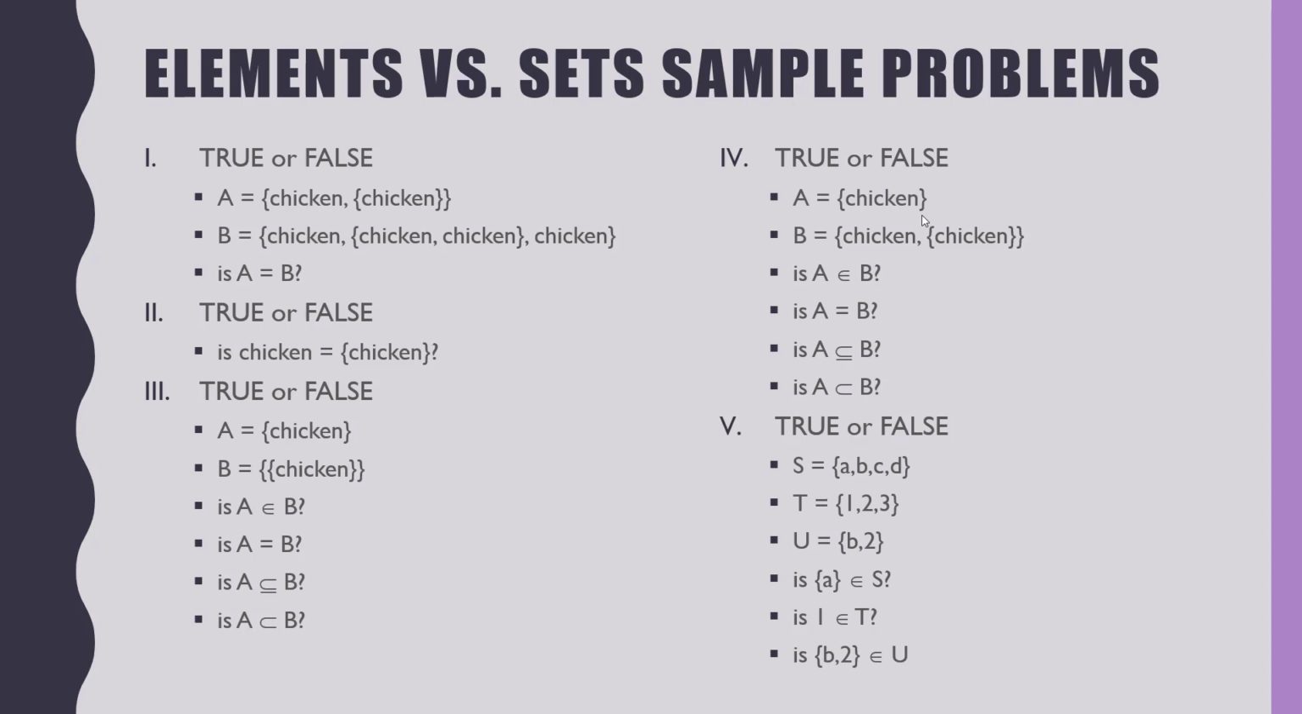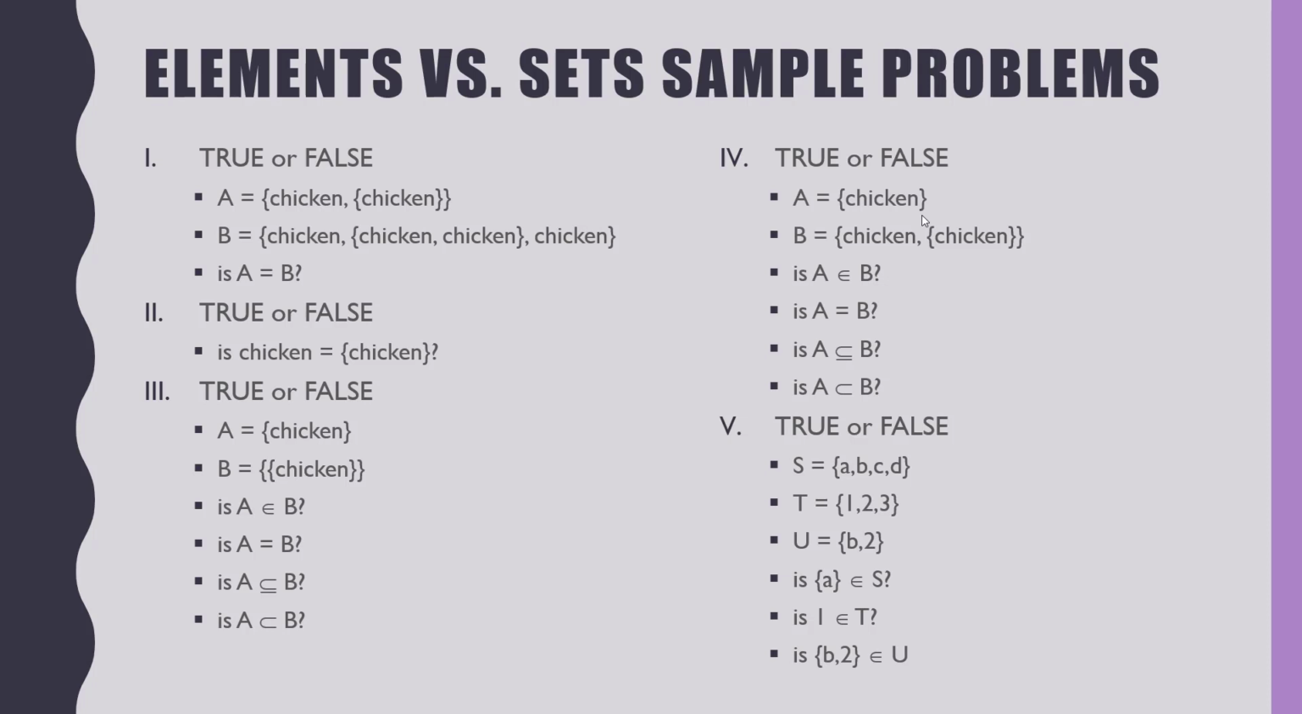So let's take a look at the first one. A is the set of chicken and the set of chicken, right? It's the set that contains chicken and the set that contains chicken. And then B is the set that contains chicken, the set that contains chicken, and then chicken, right? Obviously, if we condense that down, what does B look like?